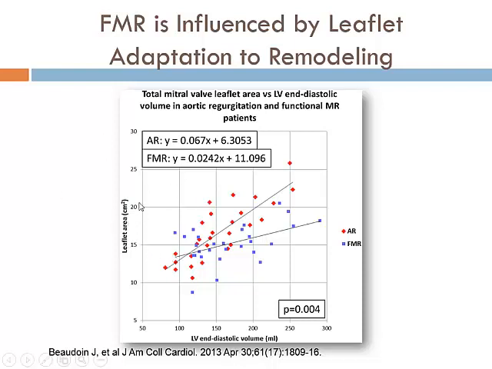You can see here, plotted on the y-axis, the leaflet area, and on the x-axis the end diastolic volume, and you can see there is a perfect correlation between the leaflet area and the end diastolic volume in the patients that had aortic regurgitation. But in the patients that have functional mitral regurgitation from other causes, you can see that the correlation is far from perfect. So maybe the adaptation of the leaflets is not ideal, and this is the reason why those patients have functional mitral regurgitation given a similar end diastolic volume.